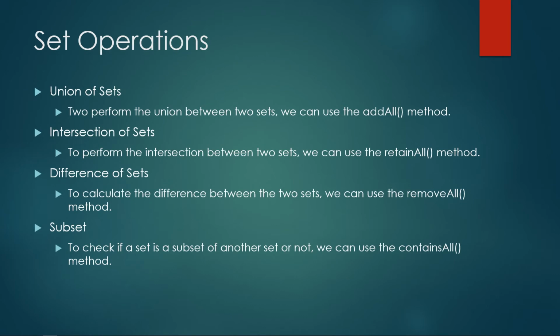Again, we have union of sets. To perform the union between two sets, we can use the addAll method. Intersection of sets. To perform the intersection between two sets, we can use the retainAll method. So it's the same as the previous discussion with HashSet. It's the same set operations. Then we have difference of sets and subset. To get the difference of sets, we can use the removeAll method, and to check whether X is a subset of Y, we can use the containsAll method.